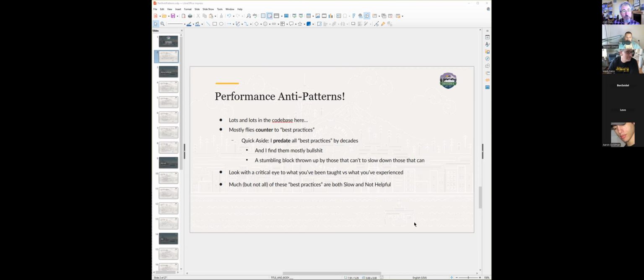So I ask you to look with a critical eye at what you've been taught versus what you've experienced. Most of these best practices, but not all, are, I claim, slow. That's the performance anti-pattern. But they're also not helpful in terms of coding and velocity and making things work.